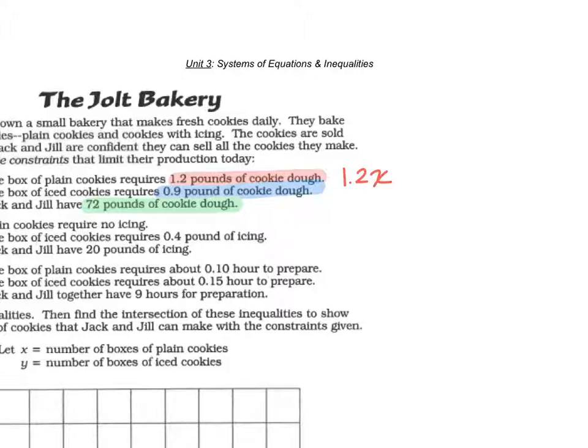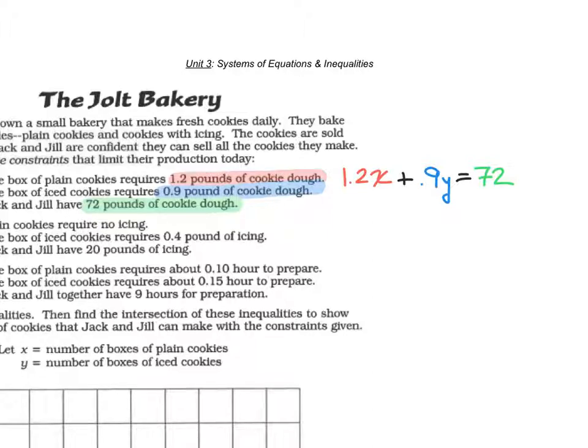So 1.2x plus 0.9y is going to be equal to 72. They kind of guided you to it, because they're saying if we knew how many plain boxes of cookies we had, we would multiply that by the pounds that are required for each box. Same idea for the iced, and that would give us a total of 72 pounds.